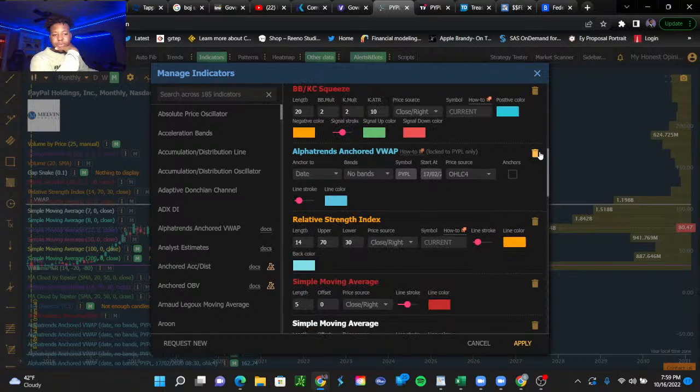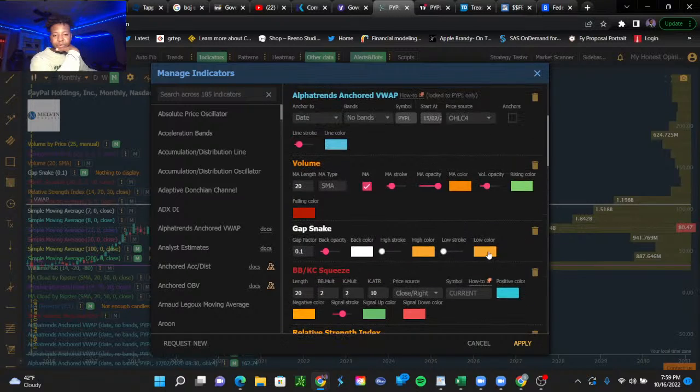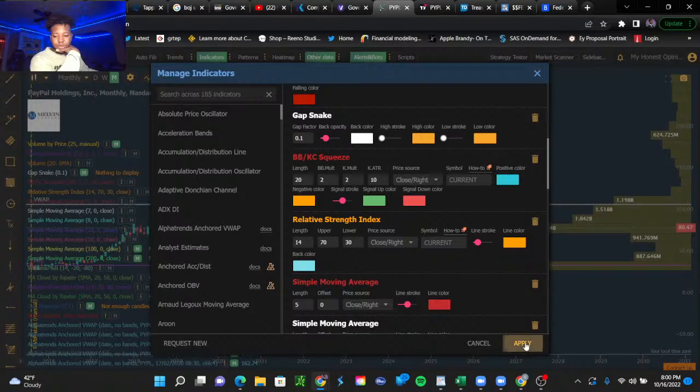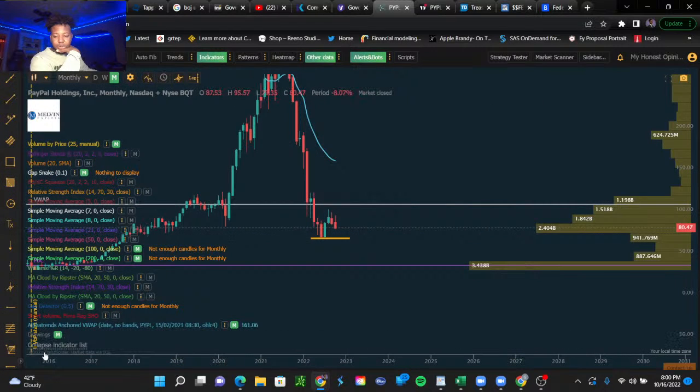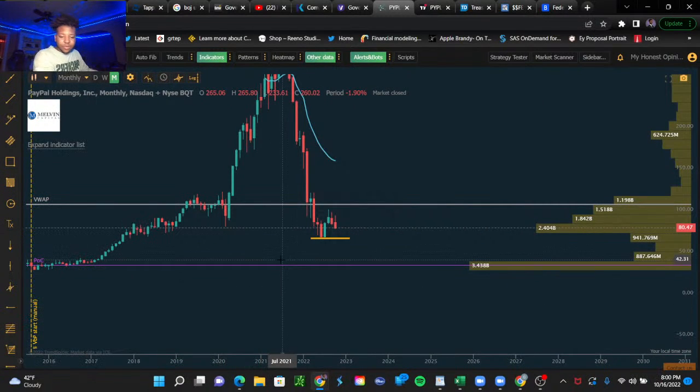They should give you the option to delete indicators off the main screen. I don't understand why I have to go to settings. Hey, collapse. Thank you.